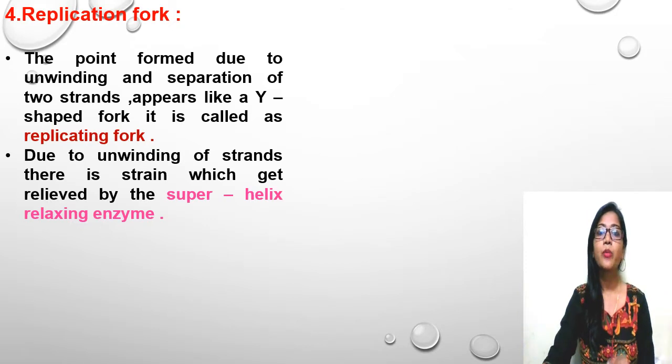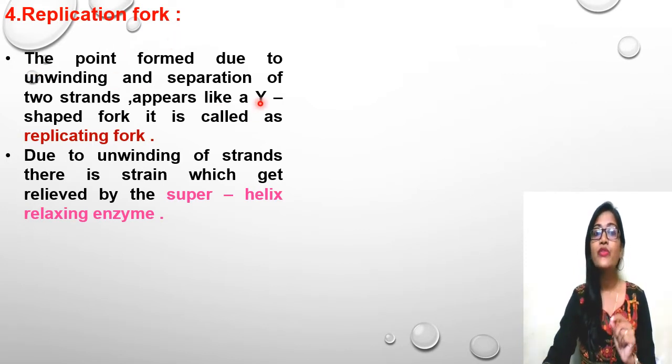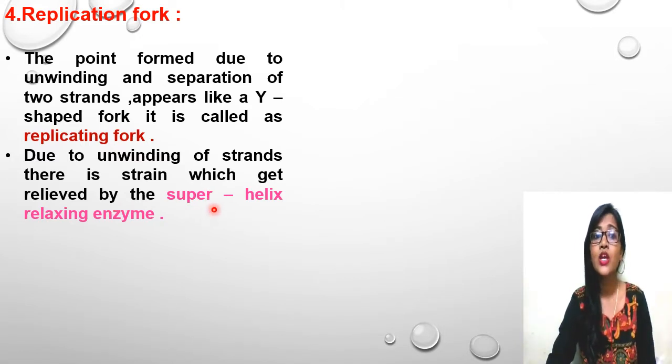So the fourth important step in the DNA replication process is the formation of the replication fork. The point formed due to unwinding and separation of the two strands of the DNA appears like a Y-shaped fork. That appearance of the structure is Y-shaped and it is called the replication fork. Due to unwinding of strands, there is strain, there is tension, which gets relieved by the superhelix relaxing enzyme.